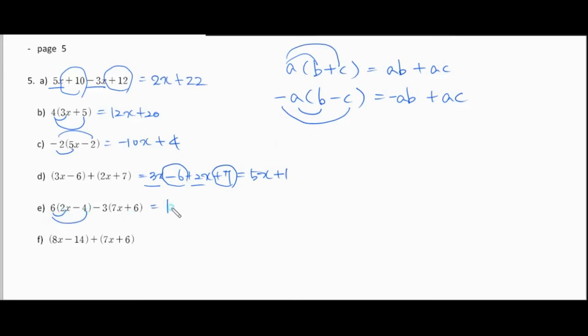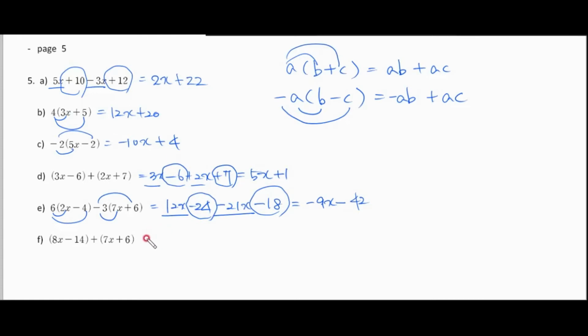Let's just expand this. 6, one in the front, one in the back, 12x minus 24. And here's a minus right here, so it'll be minus 21x minus 18. Again, x with the x, number with the number, 12x minus 21x is minus 9x. And minus 24 minus 18 will add up to minus 42.